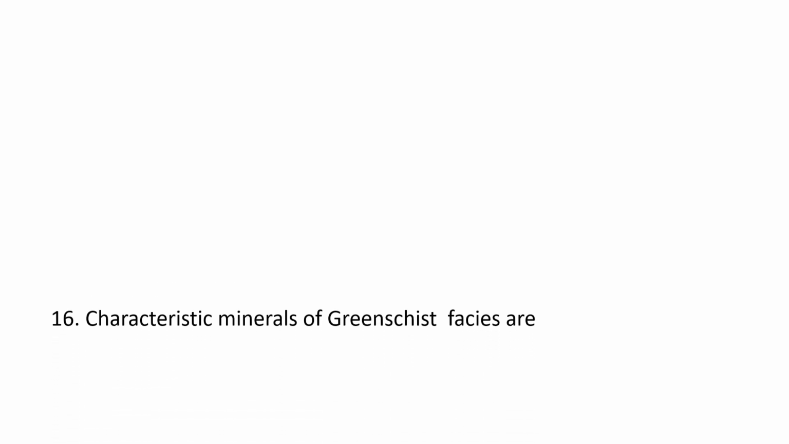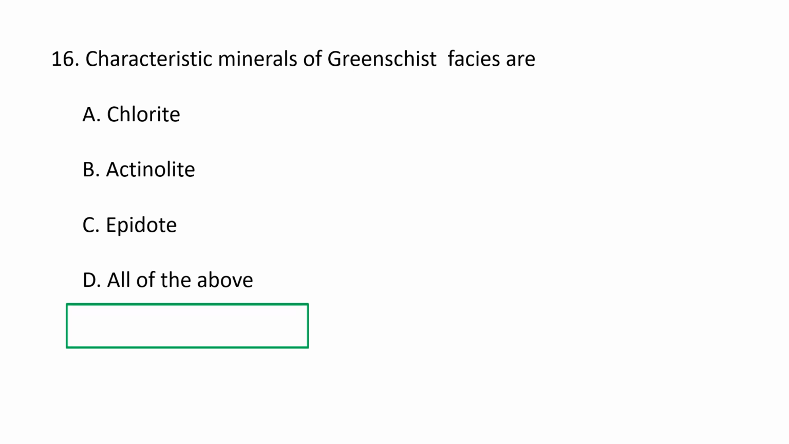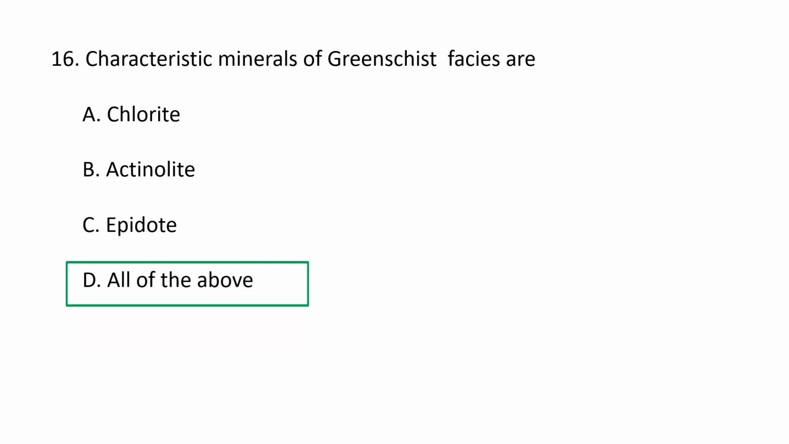Next question. Characteristic minerals of greenschist facies are: A. Chlorite, B. Actinolite, C. Epidote, and D. All of the above. So the characteristic minerals of greenschist facies are chlorite, actinolite and epidote. All are green colored minerals.